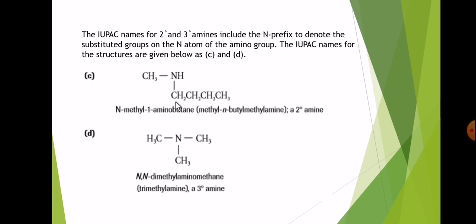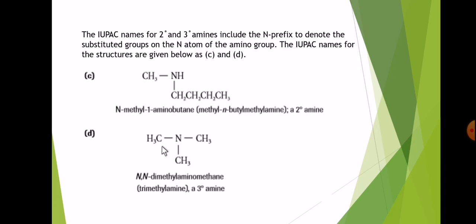So we have to write N first, then the name of the alkyl group and position number, and then we have to write amino and the longest chain name, butane. So this will be called a two node amine, and the second example is a three node amine or tertiary amine.